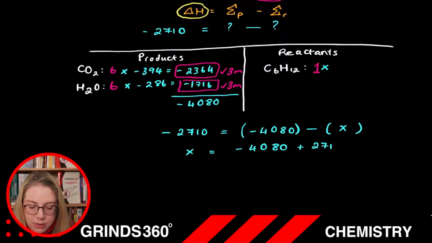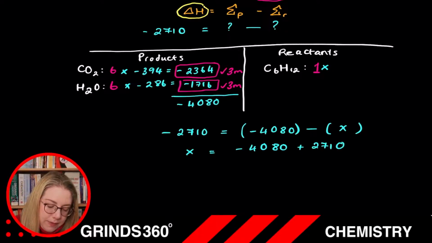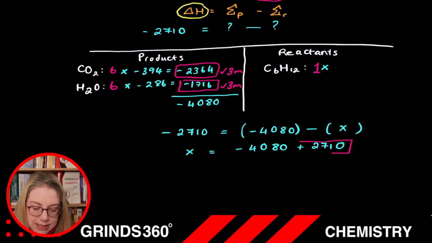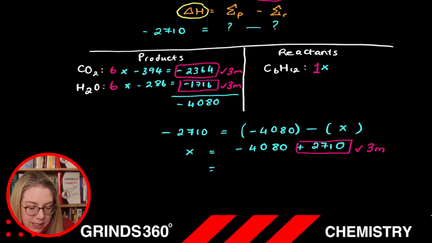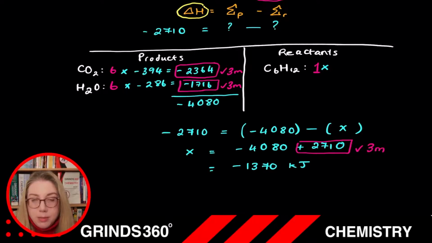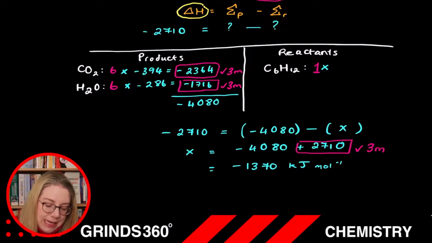Plus 2710. Now, for having plus 2710, that's going to be your next 3 marks. Then on a calculator, add those together. You have minus 4080 plus 2710. That works out as minus 1370 kilojoules per mole, technically, because there's a 1 in front. So it's 1x is equal to that. So that's the heat of formation of 1 mole of it. Okay, so that is your next 3 marks to get us to 12.